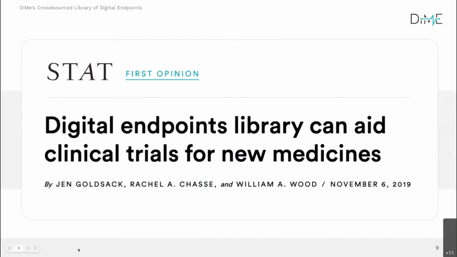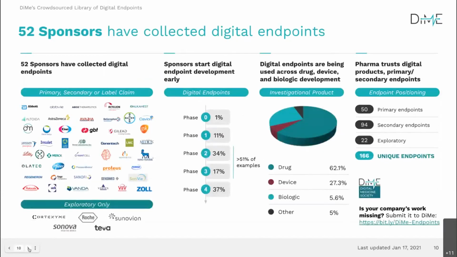Fast forward to today, so it's about 14, 15 months after we launched the library, and this is the current state of the field. We can see that there are 166 unique endpoints that have been captured. Over half of them are being used in phase 2 and phase 3, and 52 sponsors have gone ahead and collected these digital endpoints. And in fact, you can see that this was last updated in January.